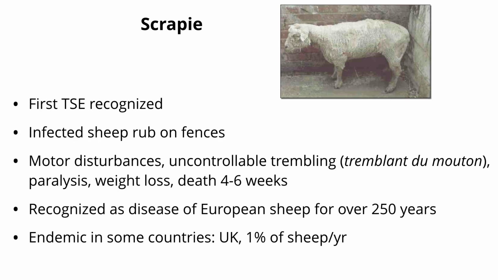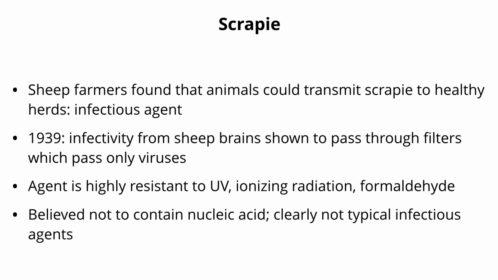So if you go to the UK, you should not eat mutton, right? So the sheep farmers found, these were the first epidemiologists, they found that they could transmit the disease to a healthy herd. They would take their sheep and give it to their friend down the road, and the sheep would transmit the disease. So it was clear that it was infectious.